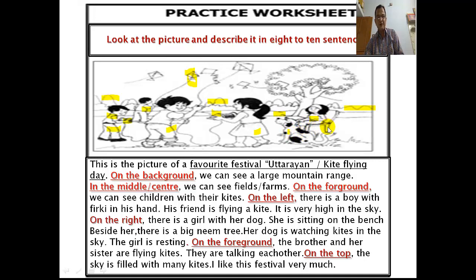On the foreground, here, brother and sister. Here I use brother and sister. You can also name them Montu and Gita. You can also write that they are flying kites and talking with each other.